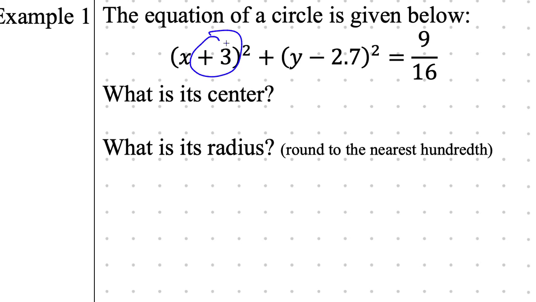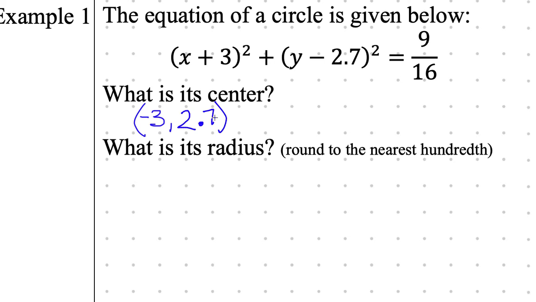This is the x coordinate, and I take the opposite. The opposite of 3. It's not positive 3, it's negative 3. Comma, you're halfway there. And then the y coordinate, well, this number's attached to the y coordinate. What's the opposite, Eder, of negative 2.7? Positive 2.7. All right, Eder has the center down.